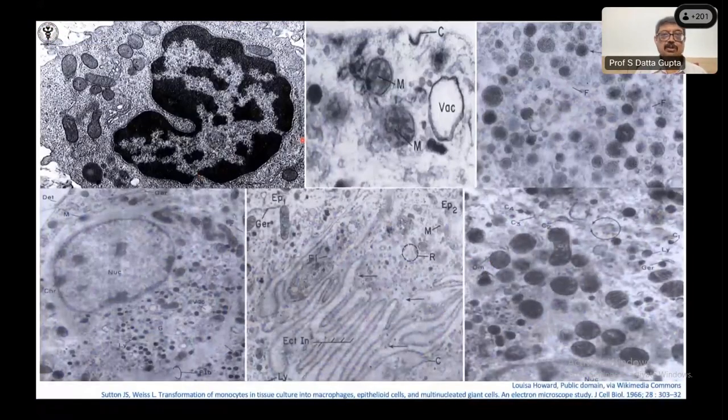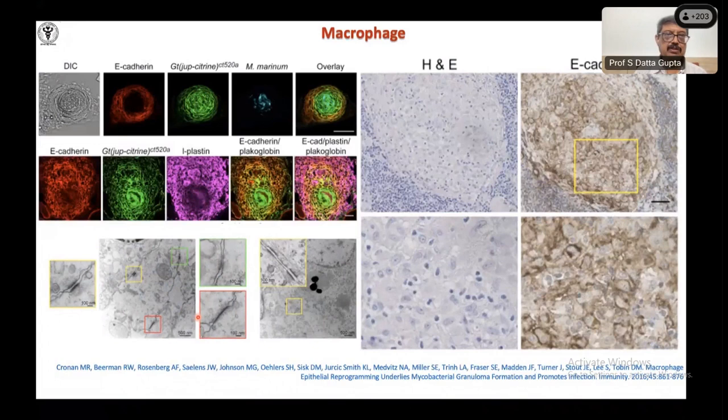Right? So how are they different from usual macrophages? They have a lot more lysozymes compared to the usual macrophages. They have interdigitating surfaces that lock with the surrounding ones. And they also have cup-like depressions in the edges of most of these cells. So these are the features by which you identify epithelioid cells. They are rich in E-cadherin. That's why they join with each other.